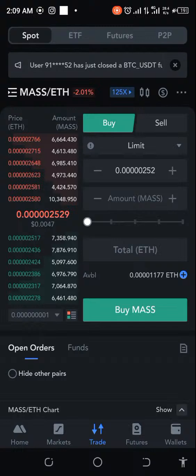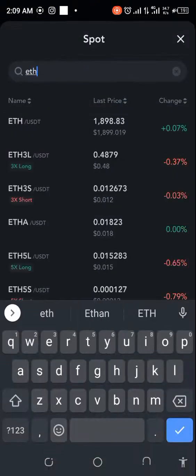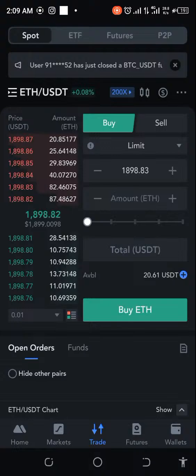Alrighty, so let's see how we're going to go about this. We'll need to buy MASS, let's just say MASS/ETH, and then we're going to change that to MASS/USDT to get our profit. But first of all, we'll need to get ETH. So to do the simulations, what we need to do is to first try and get ETH, or ETH for short. So let's go ahead and try this out. Let's go to ETH, and then we'll try to pick up what we have here, like $20.61.